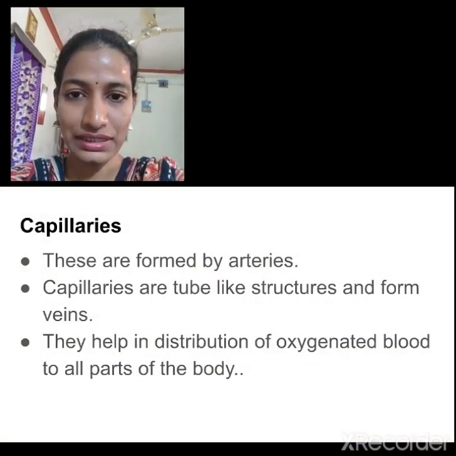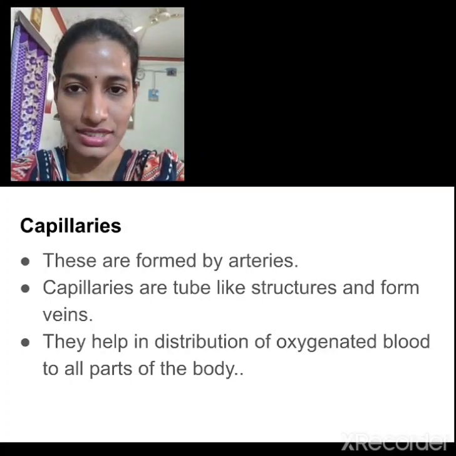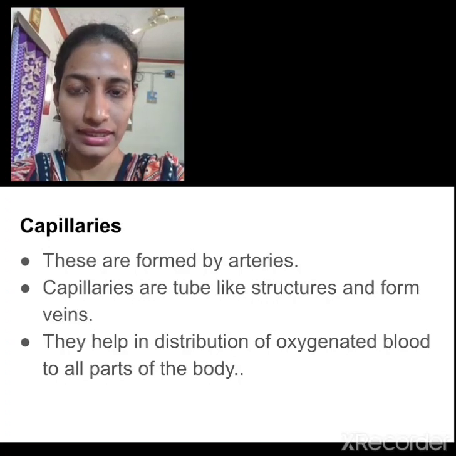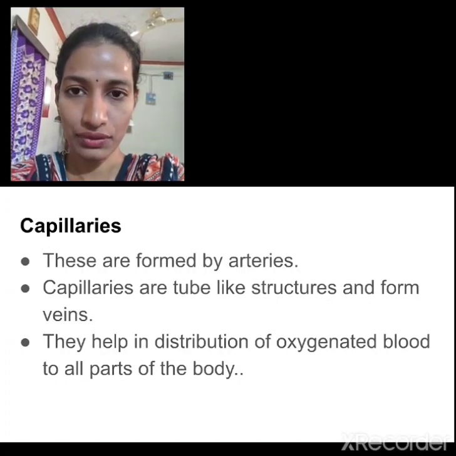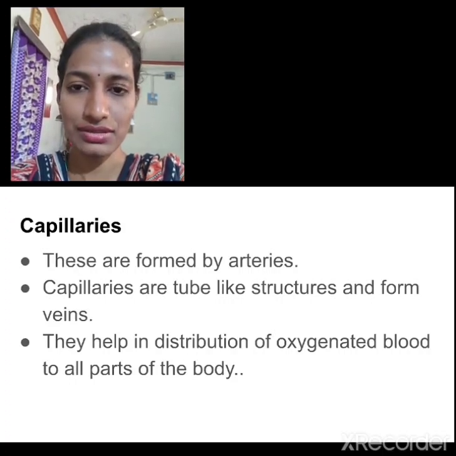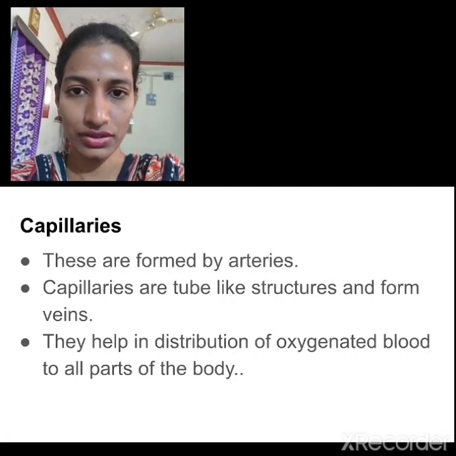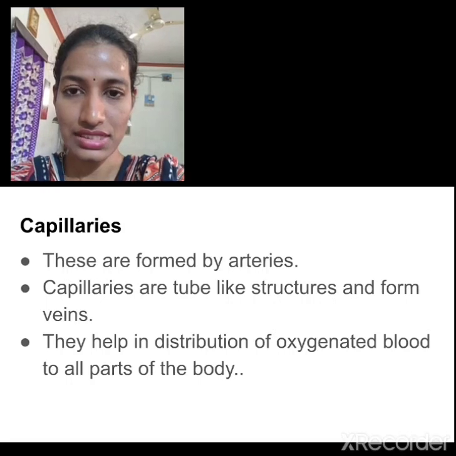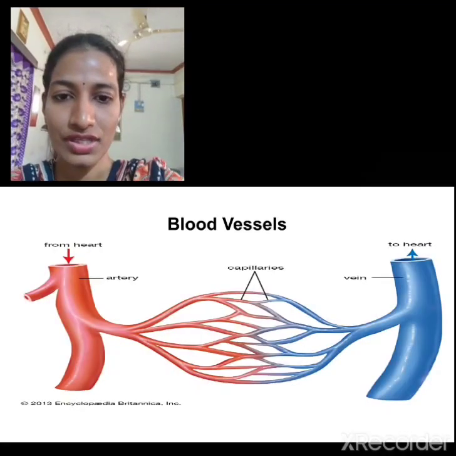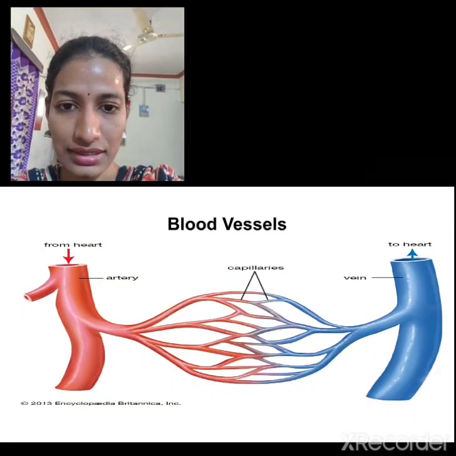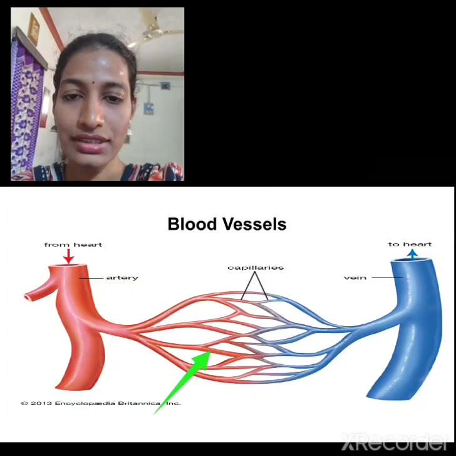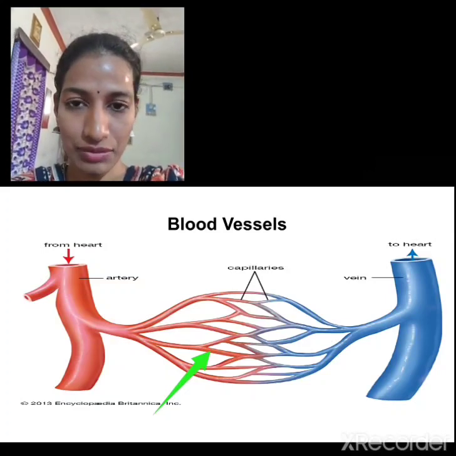As you already know, capillaries are formed by the arteries, and these capillaries are tube-like structures and they are very thin. They are present throughout our body, and they are also surrounded throughout the tissues. Now let us see the structure of the capillaries. As you can see here, these are the capillaries. They are very thin and very large in number.